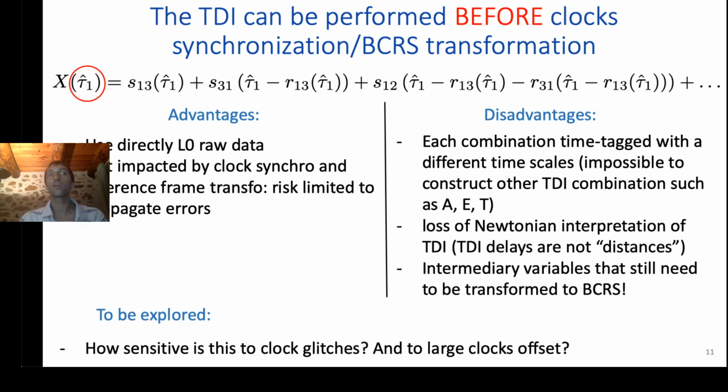And there are also some points that we are currently exploring. So this question still needs to be answered: how sensitive is the TDI variable to clock glitches and to large clock offsets? That's a question that is currently open, and we are currently working on answering it.